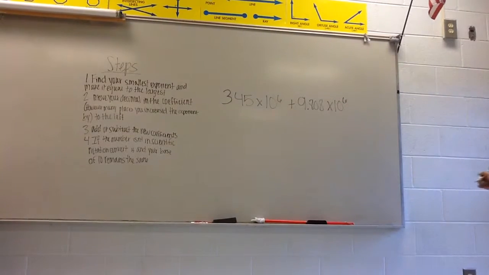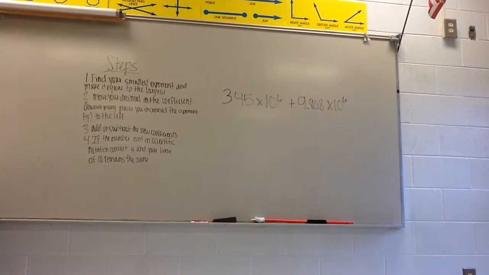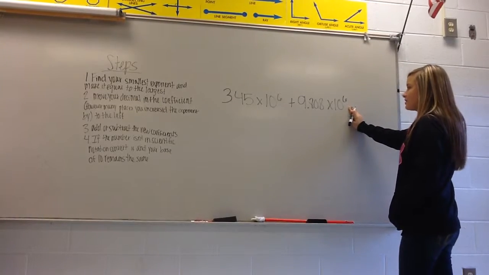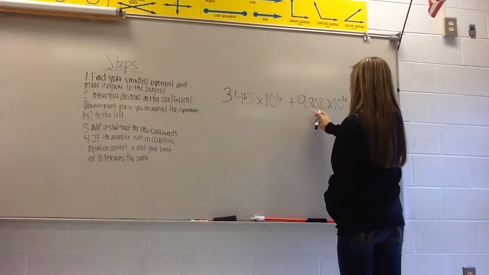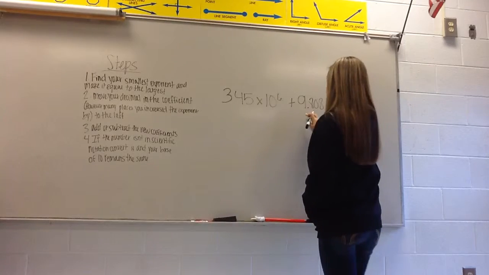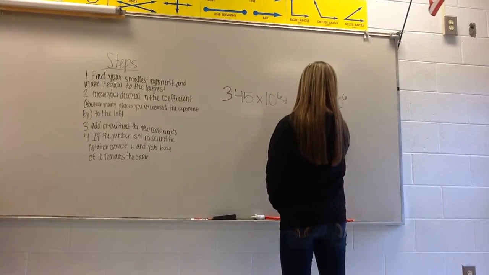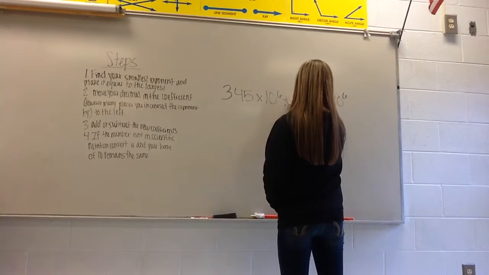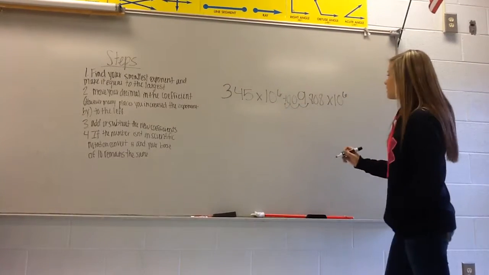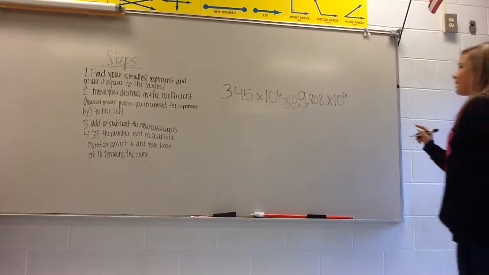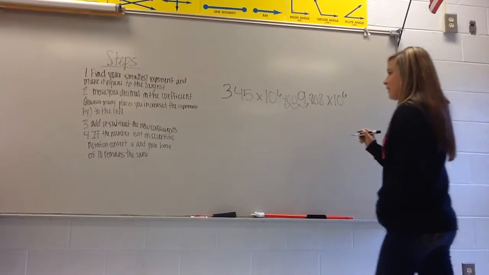By doing that, we have to second move our decimal in the coefficient to the left however many places you increased the exponent by. Since we increased 3 to 6, which is 3 places, we're going to move 9.808 3 places to the left. So we go 1, 2, 3, and our placeholders are 0. So now we have 0.009808. Next we have to add.